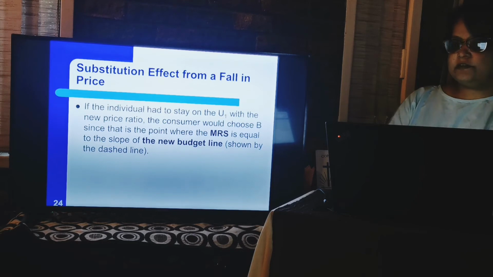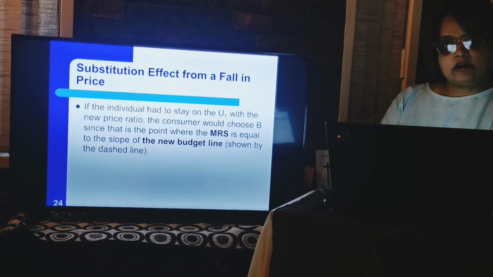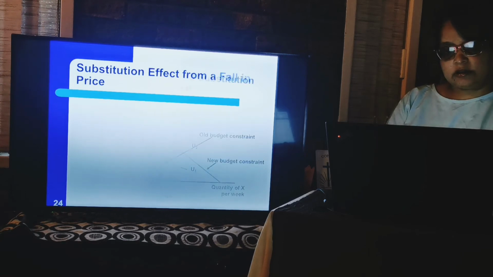What does it say? If the individual had to stay on U1, the indifference curve U1, with a new price ratio, the consumer would choose B, since that is the point where the marginal rate of substitution is equal to the slope. I'm going to leave you there.